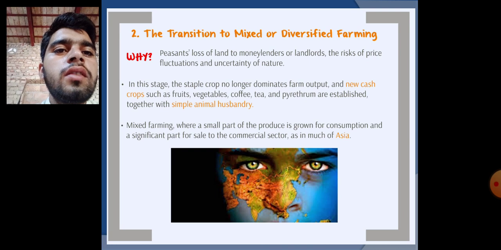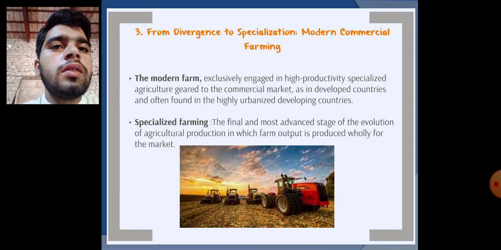Mixed farming, where a small part of produce is grown for consumption and a significant part for sale. The commercial sector is large in much of Asia.